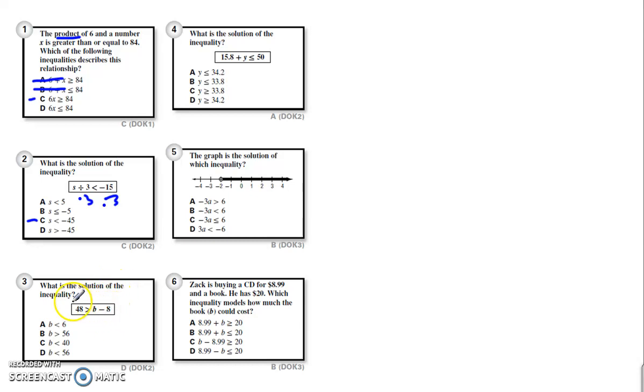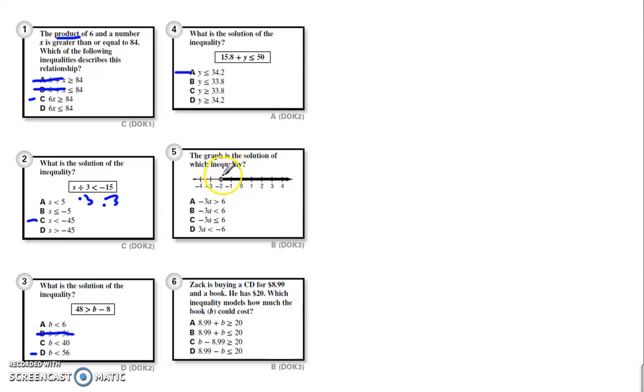Here we have to add 8 to each side. Now notice that the sign is pointing at the B. That means it still has to point at the B, which means it's not B. And then we have D for that one. Okay, here, subtract 15.8. The sign does not flip, so it's A.